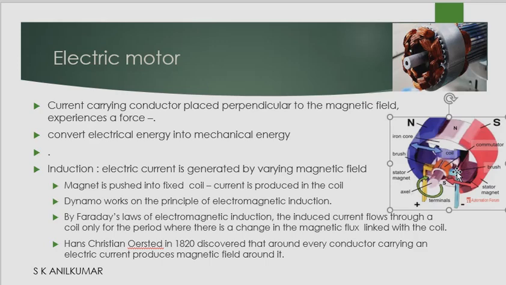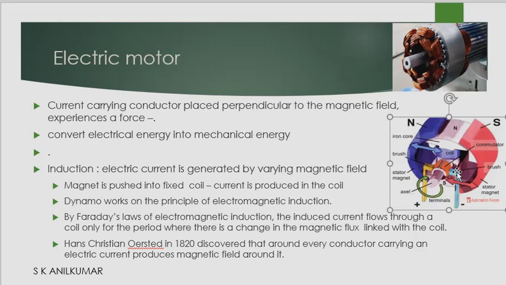When a magnet is pushed into the fixed coil, current is produced in the coil. When the magnet is pushed inside the fixed coil where the electric current is to be generated, the varying magnetic field will produce the current in the coil. Dynamo works on this principle.